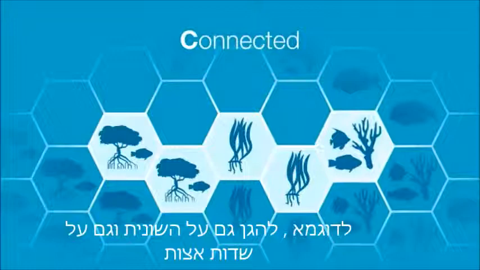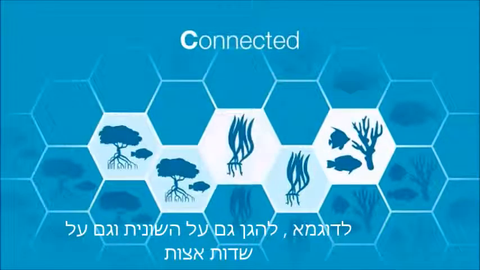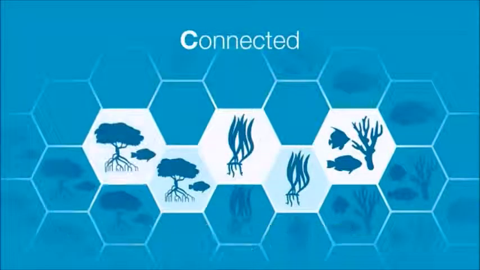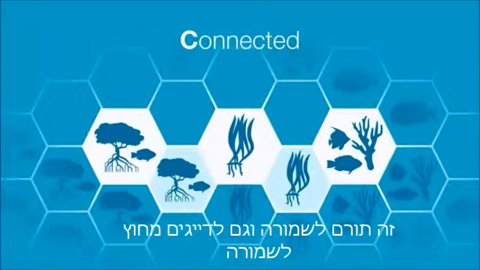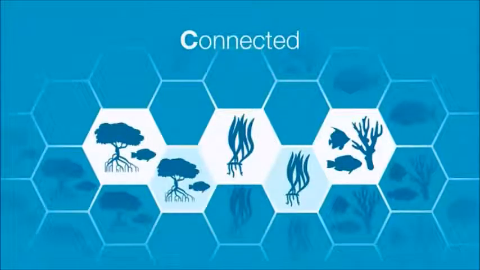For example, protecting coral reefs, seagrass, different fish species, and mangroves together enhances the effectiveness of marine reserves for species that depend on all of these habitats throughout their life cycle. This has benefits for both protecting biodiversity and strengthening benefits to fisheries outside of the reserve boundaries.